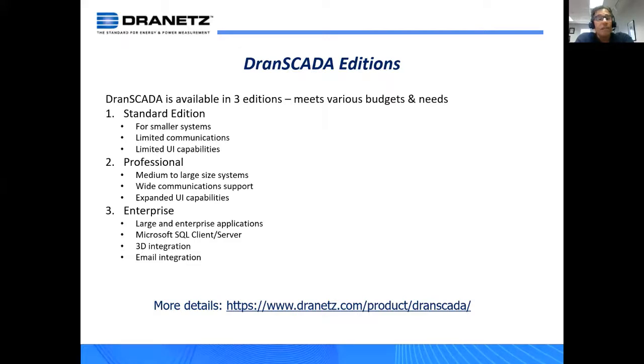So for the Standard Edition, typically it's smaller facilities with more limited communications and limited UI or user interface requirements. Professional, well, that's medium to large size. Now you're getting in a reasonable size facility. You typically need wide communication support for various types of meters and sensors that you may have, and expanded user interface capabilities. Maybe you want some of those animations or 2-dimensional or 3-dimensional sort of plots.